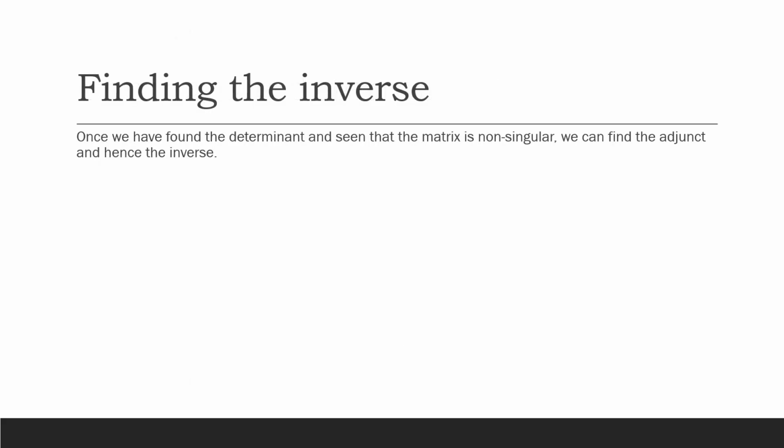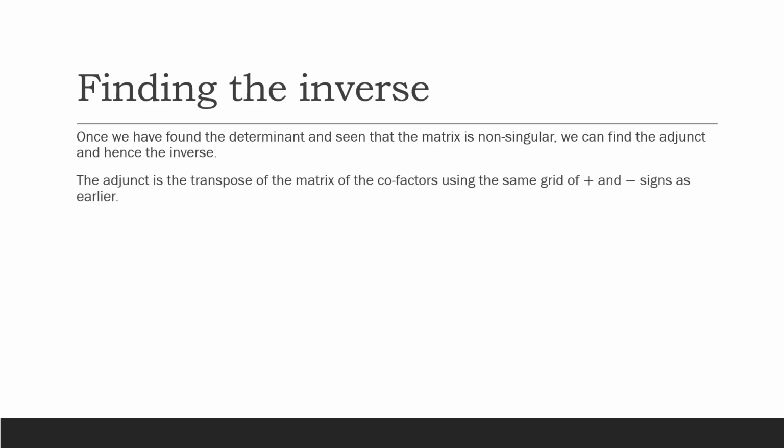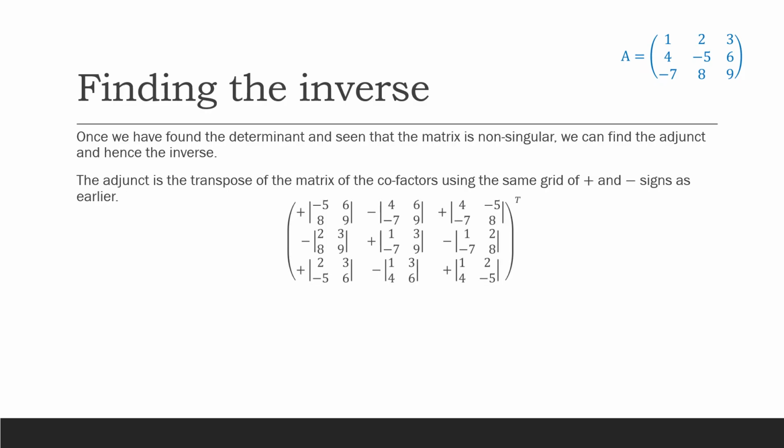Okay, this is going to get worse now. So if the matrix is non-singular, it's worth going on to try to find the inverse. So you're going to find the adjugate. Confusing. It's the transpose of the matrix of cofactors using the same grid of plus or minus signs as before. So you're not going to like this. So there's our matrix. Okay, our matrix of cofactors looks, you ready for this? Looks like that.